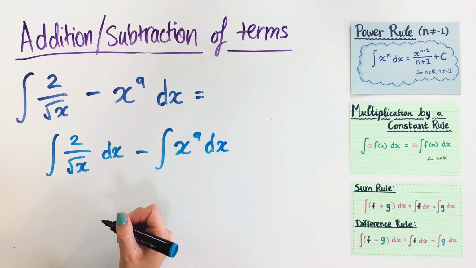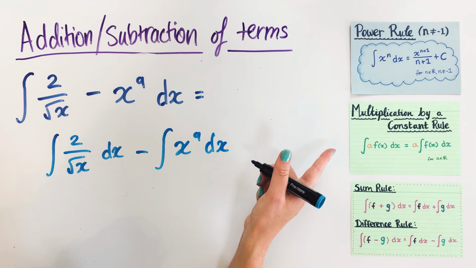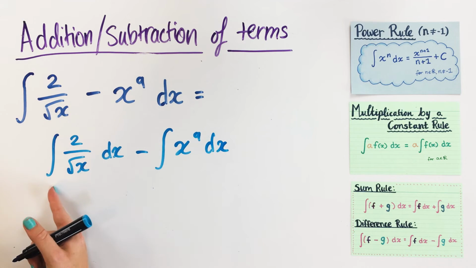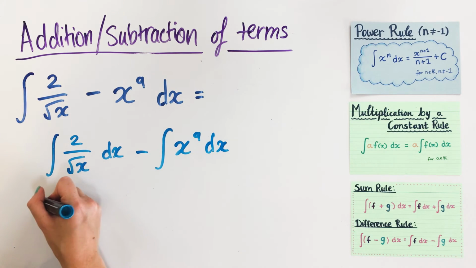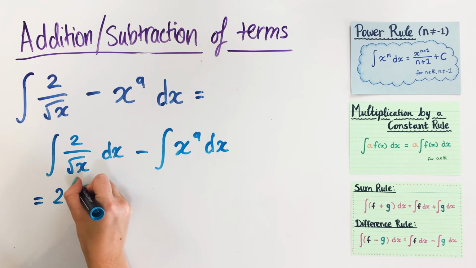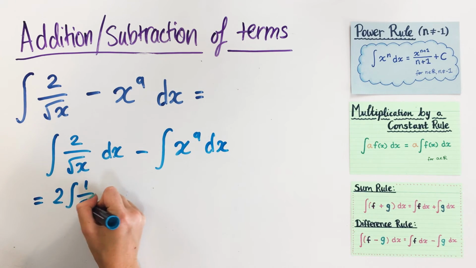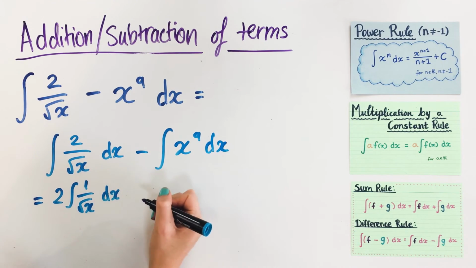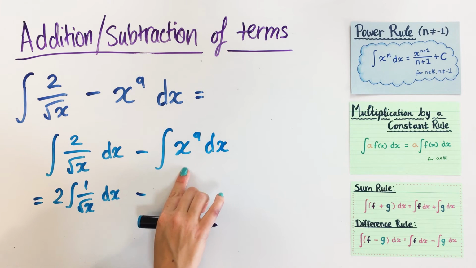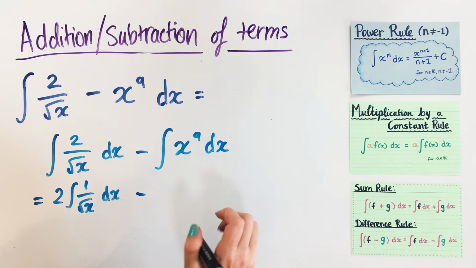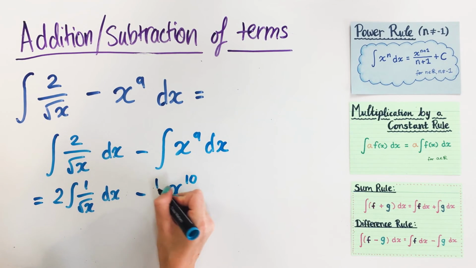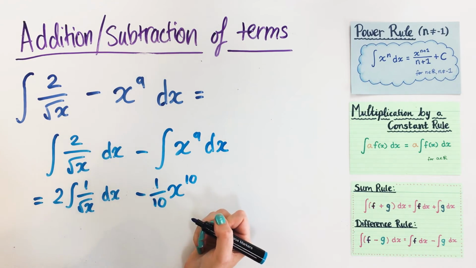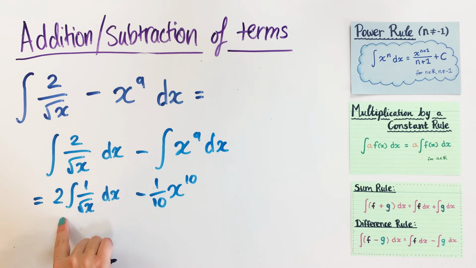And let's simplify this a bit more. So using the multiplication by a constant rule, this first term, we can bring the 2 to the front of the integral. So we can say that this is equal to 2 times the integral of 1 over root x dx. And this term, however, we can just use the power rule straight away. So we add 1 to the power, so x to the 10, but divide down by it in front. We don't need to put the plus c yet, remember, because we still have an integral sign in this line.